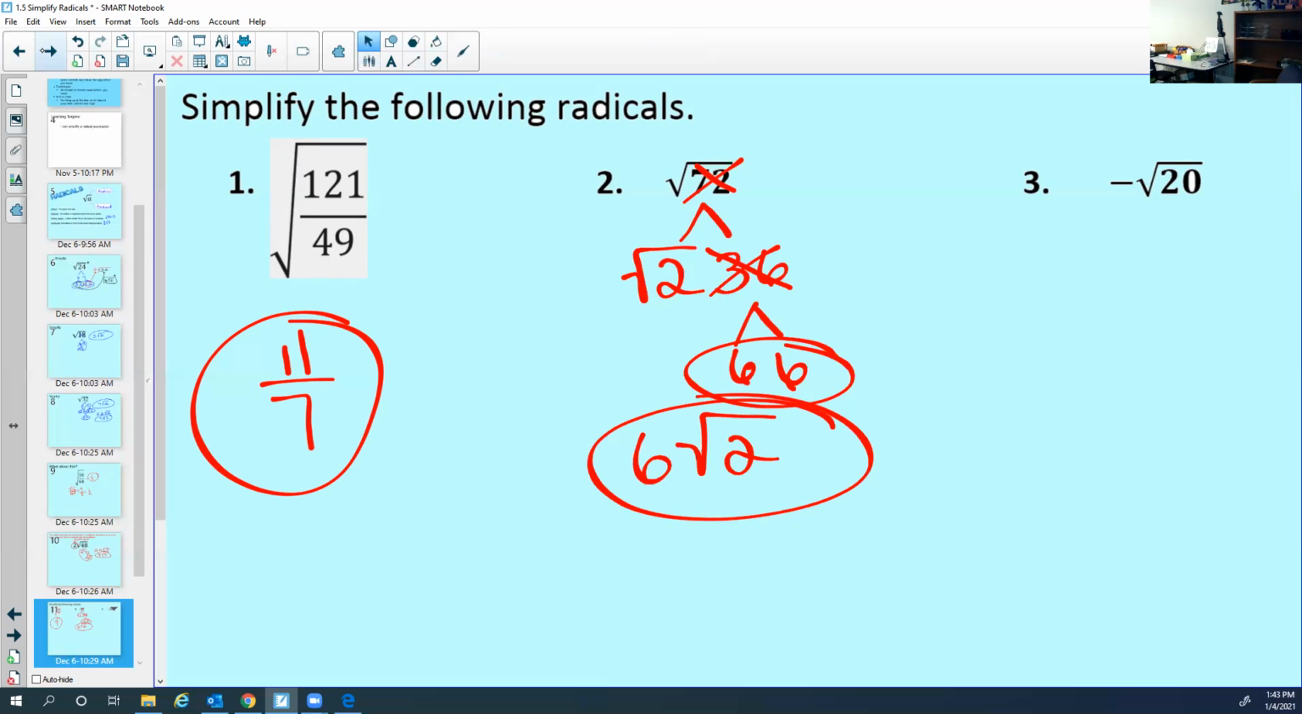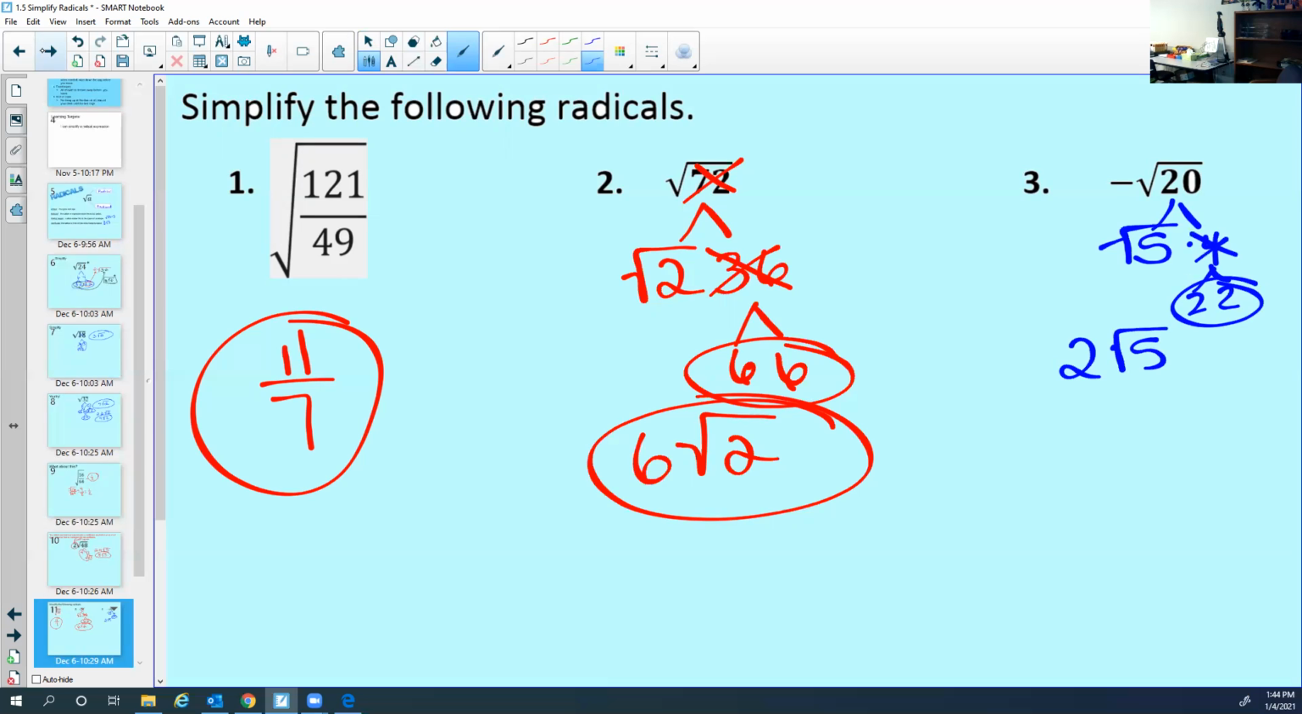All right, try number 3. Same thing. Let's go ahead, 5 times 4, 2 times 2. I have a pair of 2s, so 2 goes on the outside. 5 is my loner, it goes on the inside. 4 I broke down, 20 I broke down. I did have a negative coefficient, so negative goes in front, making this my final answer.